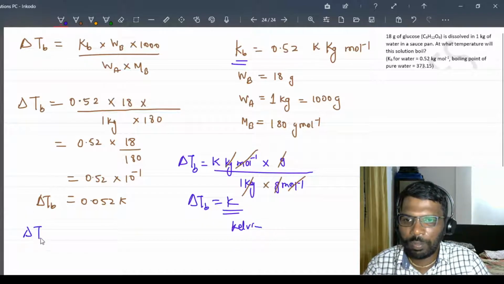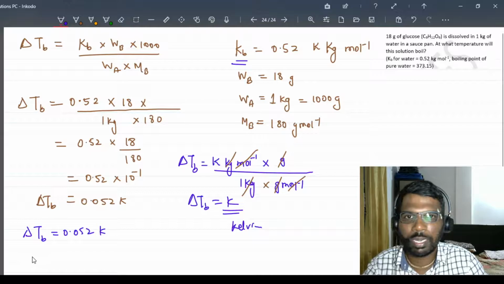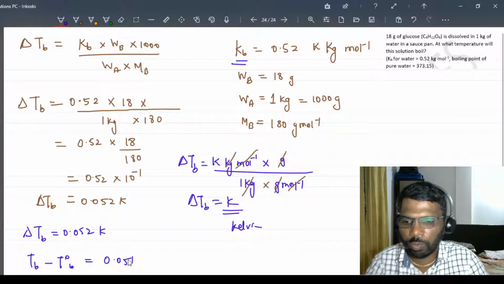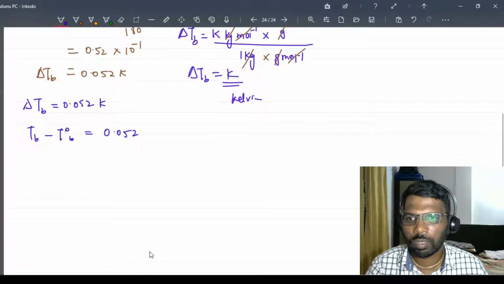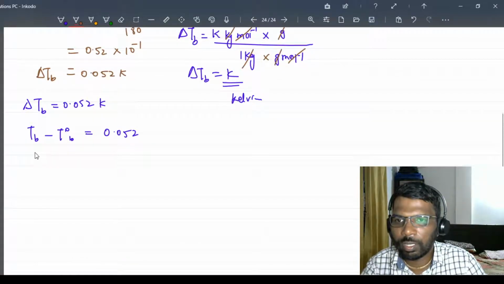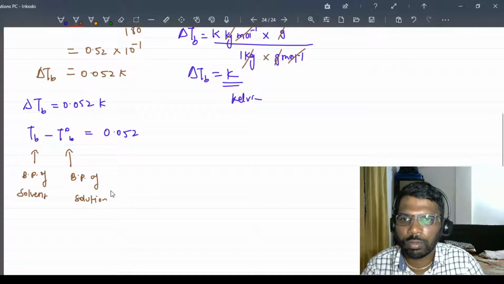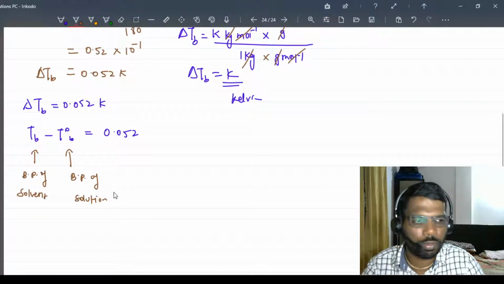So delta TB is equal to 0.052 Kelvin. Now, what was delta TB? It was TB minus T naught B, the elevation in the boiling point, which is 0.052. TB is the boiling point of the solution.